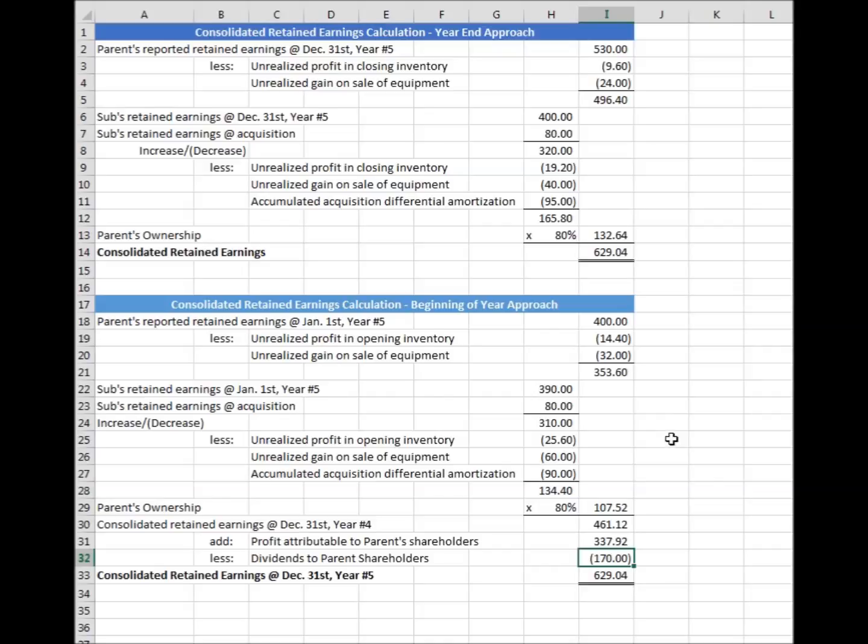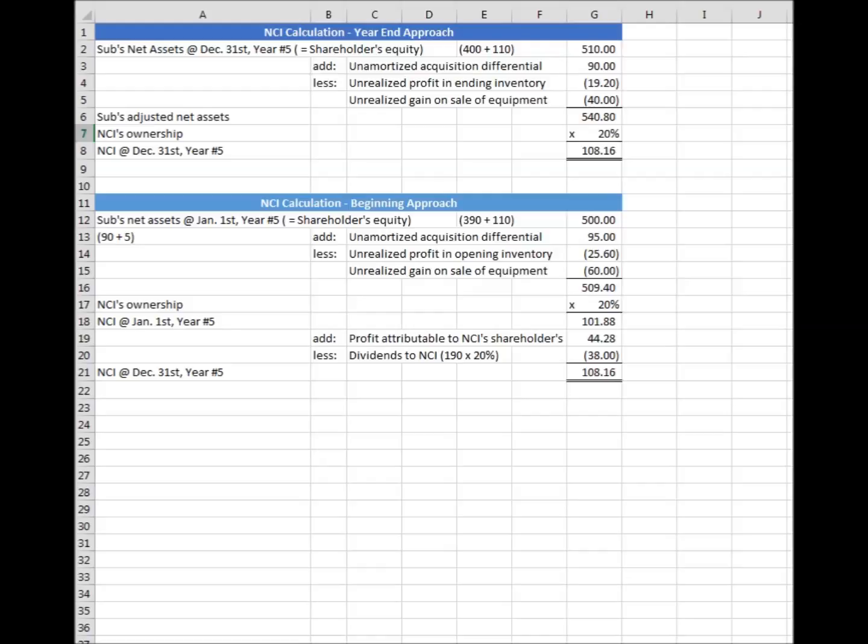All right, so now we're going to move on to the calculation of non-controlling interests. Once again, you could use the beginning approach or the year-end approach. And just like for the last problem, we're going to go over both. We're going to start off by doing the year-end approach, and just like the last problem, you shouldn't do this one until you finish the entire test or exam. So just use this one as a check if you have time.